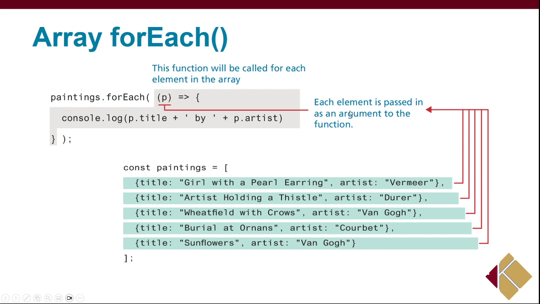So forEach works like a for loop, but without the iterator. This one calls a function, and that function will be called for each element in the array.